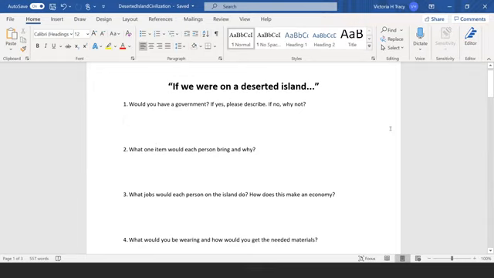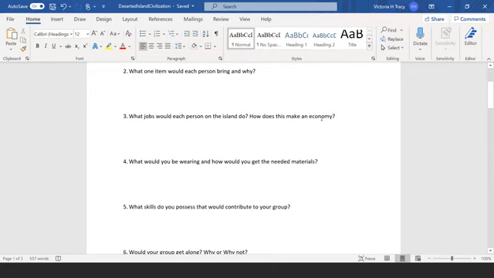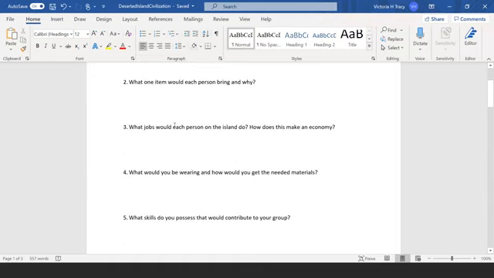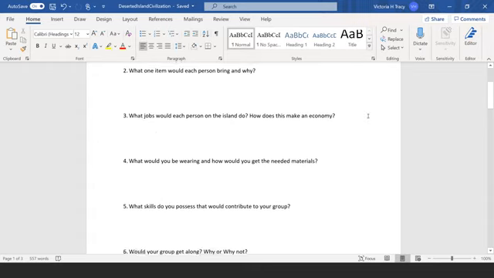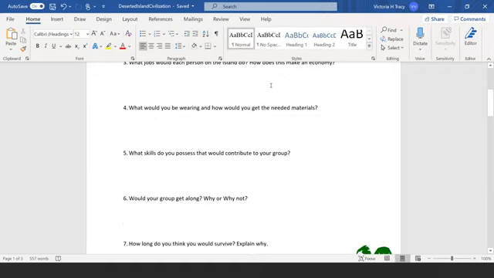Okay, who's making the decisions on your island? Is nobody making a decision? Do you have a ruler? You have to think about these things. What's one item each person would bring? So everybody gets one item, and why would they bring that? What jobs would each person on the island do? Okay, how are you going to survive? How are you going to get food, make shelter, all that stuff?